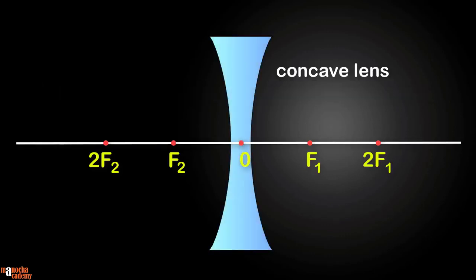Now let's draw the concave lens. You can roughly sketch the lens or use a compass to draw the 2 arcs of the concave lens. Make sure the lens is thin. Don't draw a thick lens.